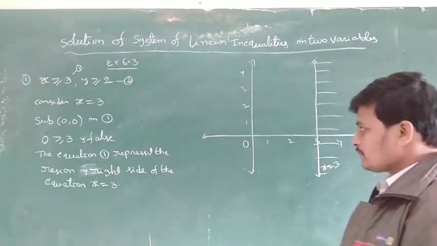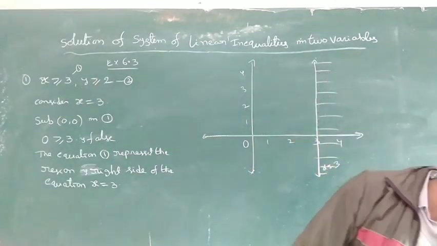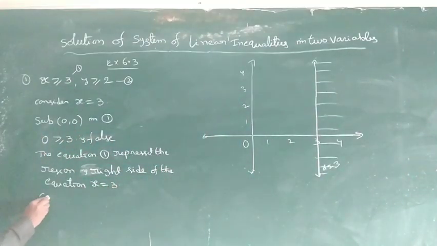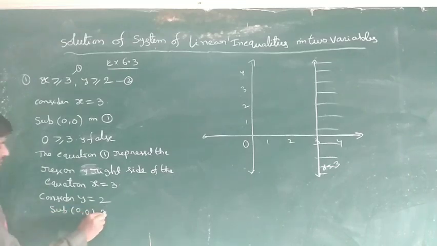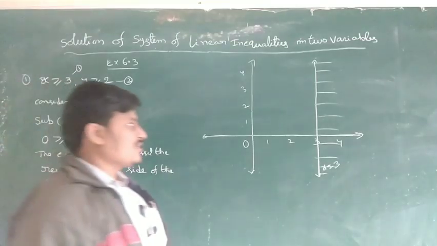Okay, next. Substitute 0, 0 in 0 greater than or equal to 2. Is it true or false? This is also false. Consider y is equal to 2. Substitute 0, 0 in equation 2: 0 greater than or equal to 2 is false. False means opposite the origin side.